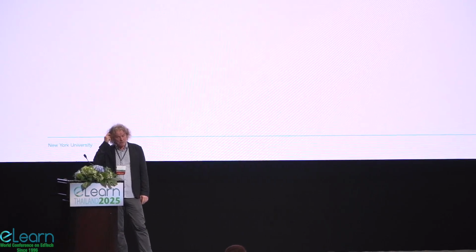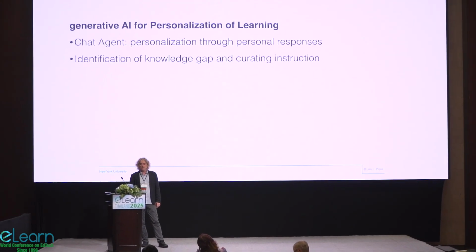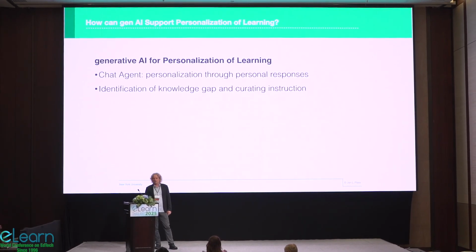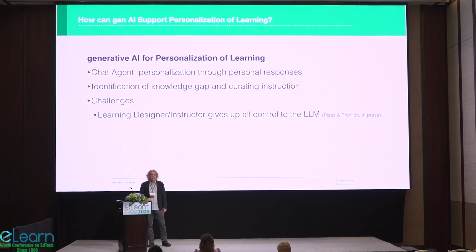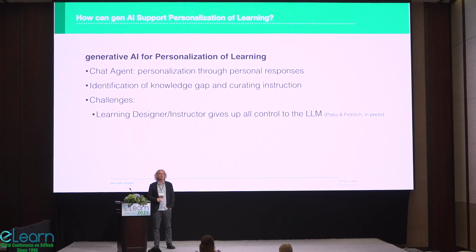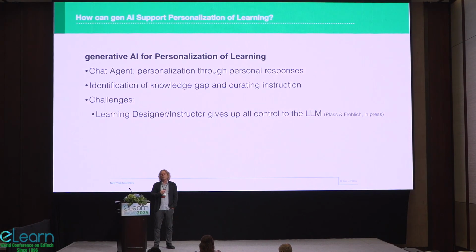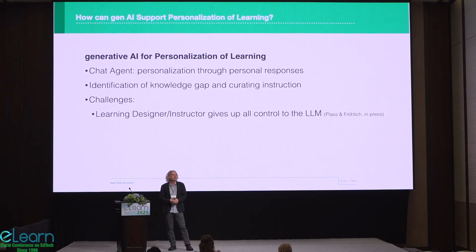So a chat agent can personalize learning through personalized responses and can, in some cases, identify a knowledge gap and curate instruction, but there are a couple of challenges with it, actually several, but I want to mention just two. One is we're giving up all control to the large language model as learning designers. And as a control freak myself, I'm not really comfortable with that, because that is kind of at the core of what we thought our profession was as learning designers, instructional designers, learning scientists. We thought at the core of our profession was to curate instruction for a learner, and now we're like, hey, you do it. I'm going to go to Thailand, I'm going to go scuba diving. Sounds appealing, but maybe not the right move professionally, and probably not the right move for humanity.